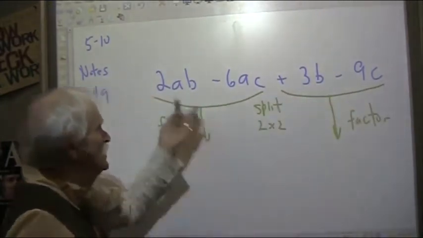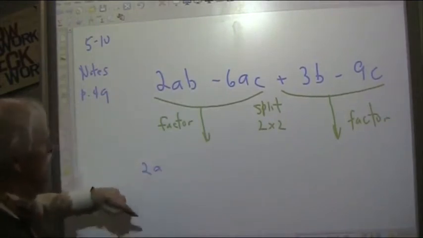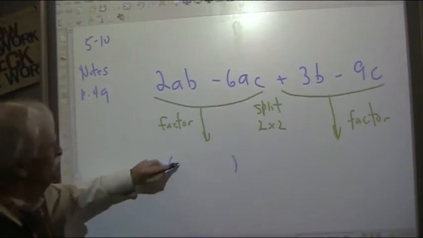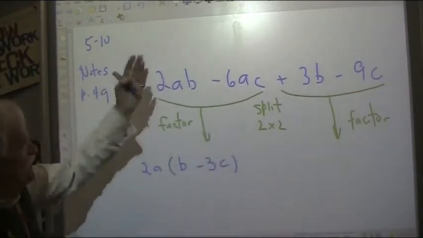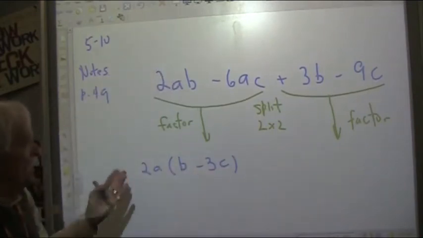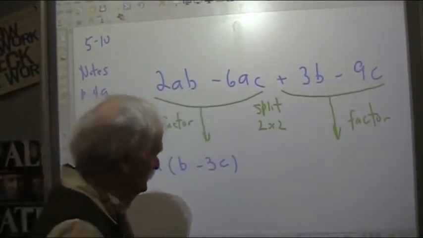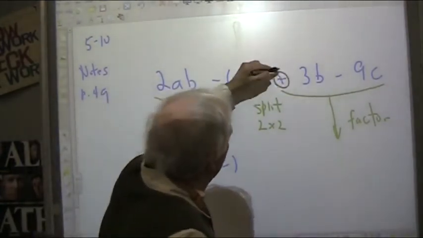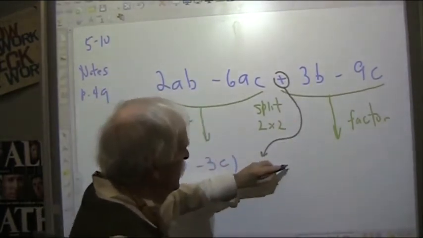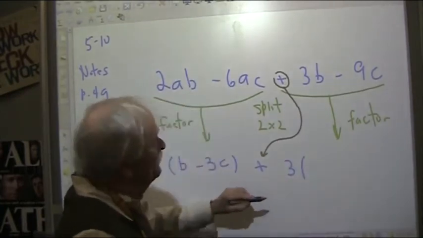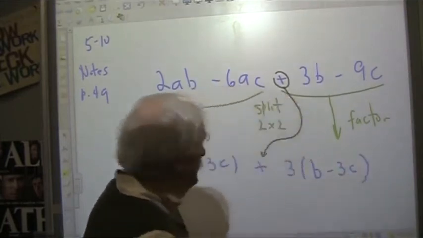What's the GCF of the first grouping of 2? 2a. So it's 2a, and what is my residue? b minus 3c. And then we check. 2a times b is 2ab, 2a times negative 3c is what? Negative 6ac. Perfecto. Now what do we do, ladies? Bring down the sign. So we have a plus, and what's the GCF over there? 3. And the residue? b minus 3c. Good.